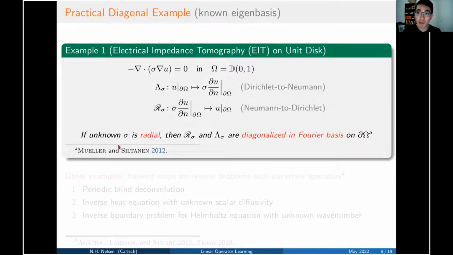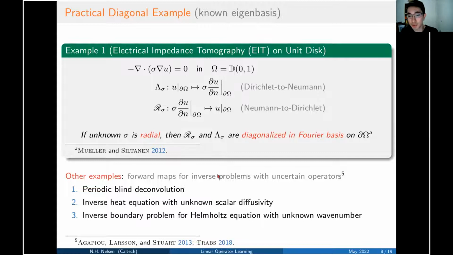So it only depends on the radial direction. Then these operators are diagonalized in a known basis. So the eigenvectors are the Fourier basis. And so then you only have to learn the eigenvalues to obtain a representation of these mappings. So we give a convergence rate for that process as an example. Okay, so that's one simple example.